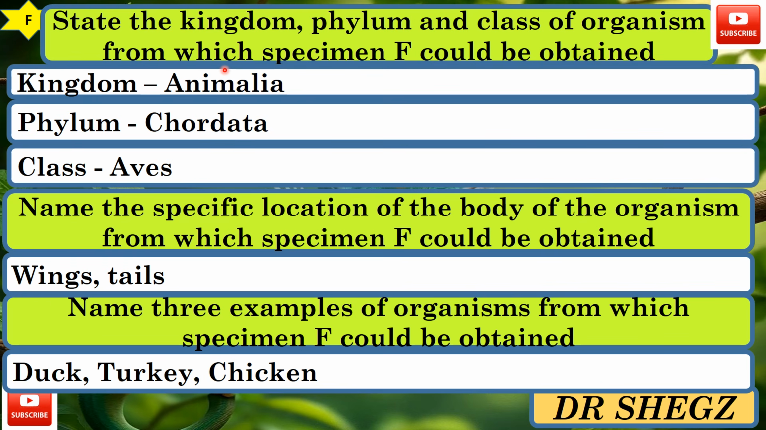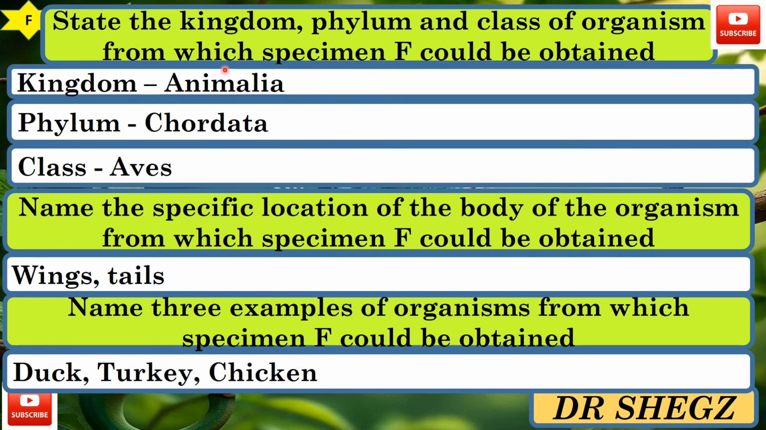Name the kingdom, phylum, and the class of organisms from which specimen F could be obtained. Now, F, the quill feather, is obtained from birds. So the kingdom Animalia, phylum Chordata, class Aves. Specific location of the body from which it could be obtained: wings and tails.